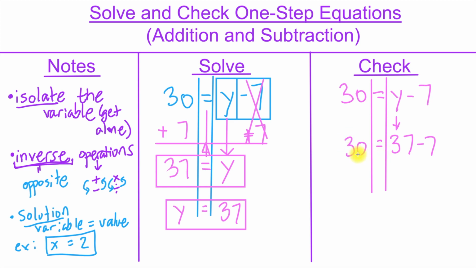So now I have 30, I'll just bring that down one more time. So I've got 30, I'll bring down my equal sign, and then I evaluate this. 37 minus 7, that gives me 30. My left side equals my right side, which means my solution is correct, and I'm finally done.